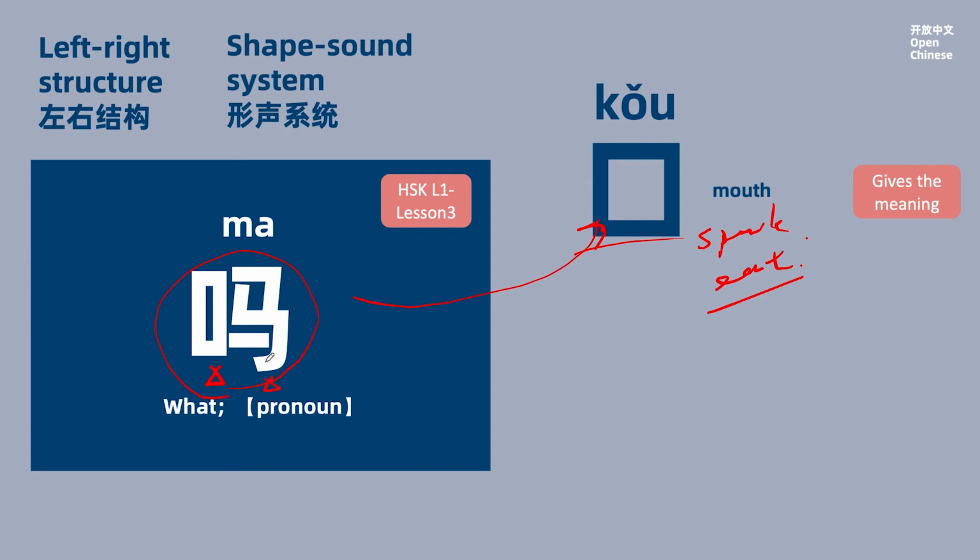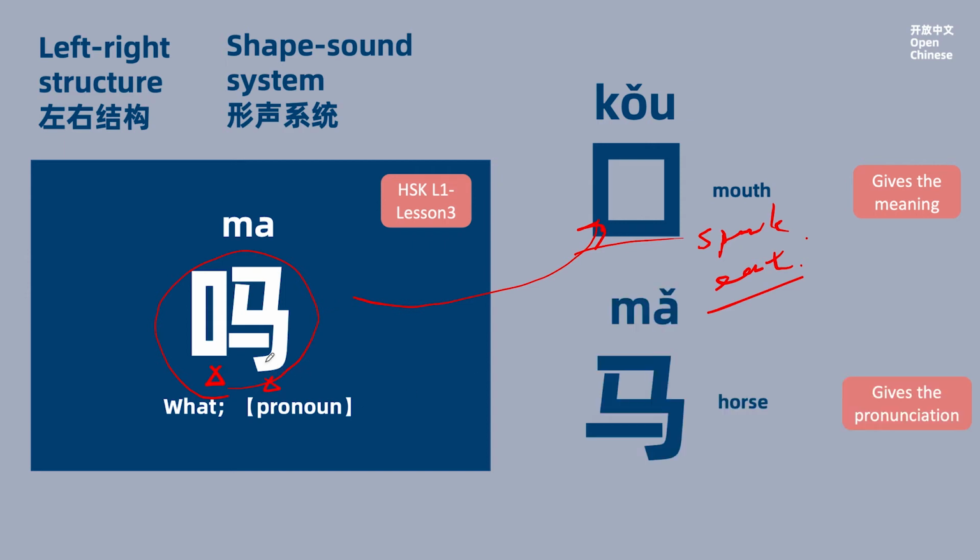And similarly, when you see ma sitting at the right side of a character, it gives the pronunciation of the character. The character is pronounced ma. Ma is a very tricky word. I cannot give you very specific examples because it's a grammatically used common character. So if you want to know how to use ma, please go to our HSK Level 1 Lesson 3 to get a detailed explanation of the grammatical nuances of how to ask questions in Chinese.